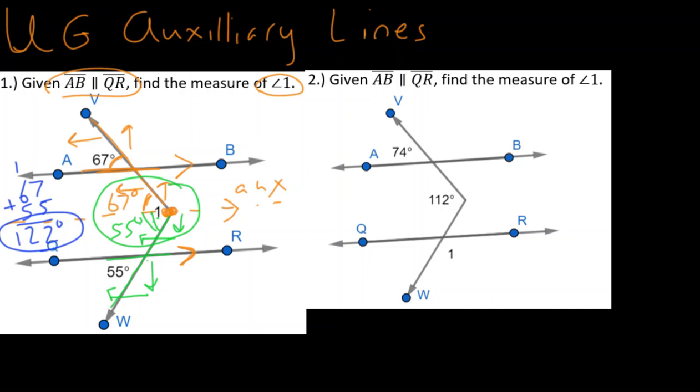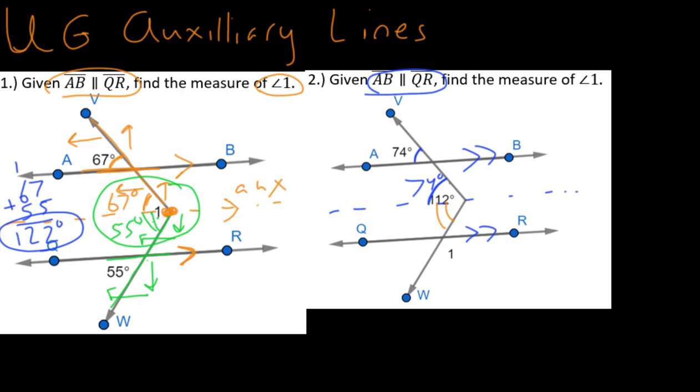Now let's move on to a more difficult example for number 2. Given AB is parallel to QR, so let's draw 2 arrows this time, and 2 arrows this time. And so I now want to draw my auxiliary line. Now, wait a second, what do I do here? Well, I notice that I have 74 right there, so the top portion of this angle must be 74 as well.